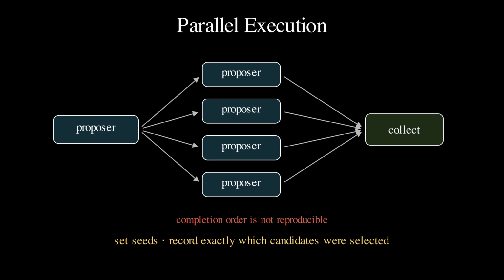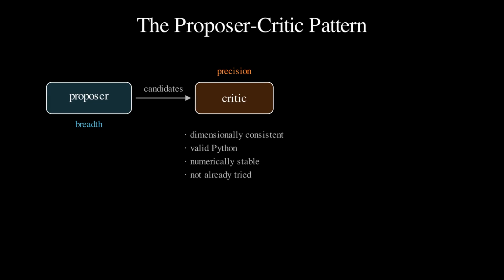The most common multi-agent pattern in this course pairs 2 roles. A proposer generates candidate artifacts, model expressions, hypotheses, experimental designs. Its goal is breadth, producing diverse, plausible candidates quickly. A critic examines each candidate before it reaches the evaluator. Its goal is precision, filtering out the ones that are obviously wrong.